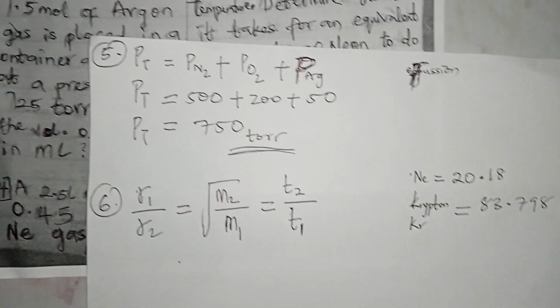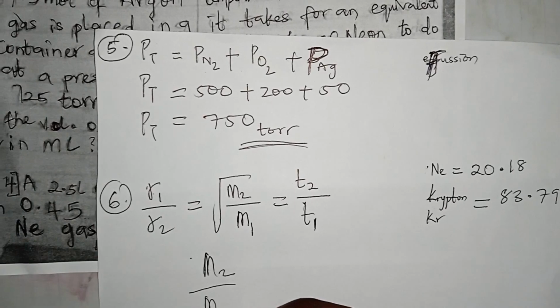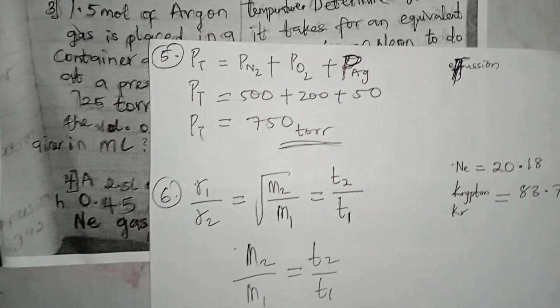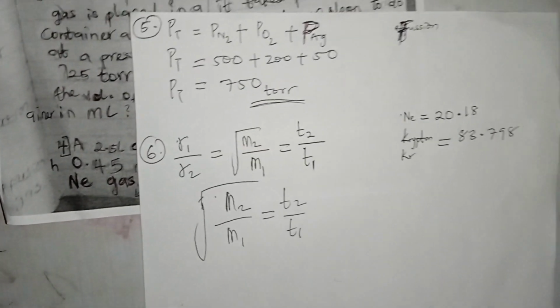So the formula I'm going to use is M2 over M1 equals T2 over T1, because I was not given weights. So this is my formula. This is the formula I'm making use of.